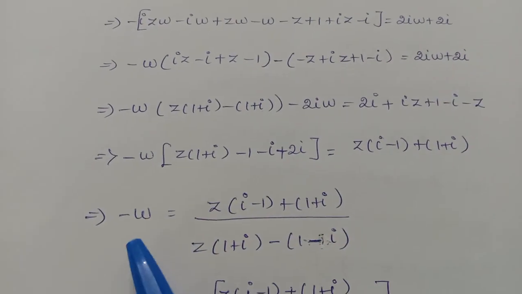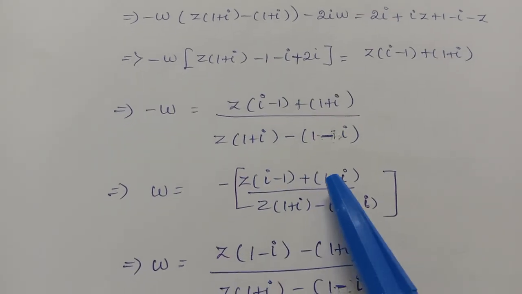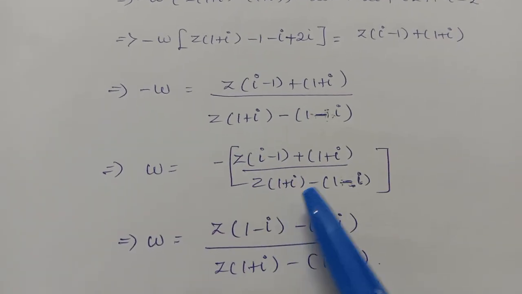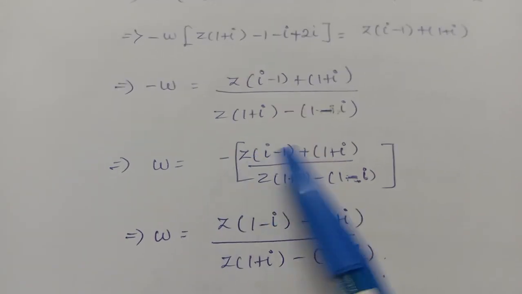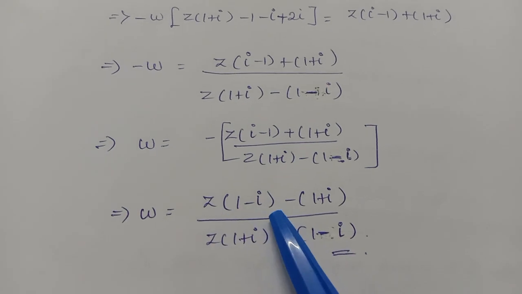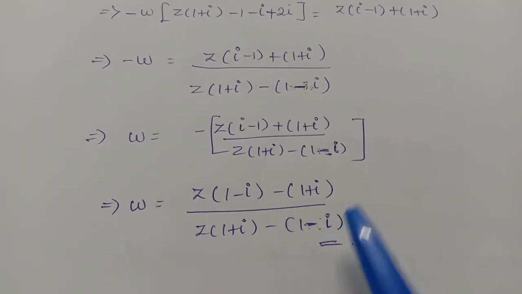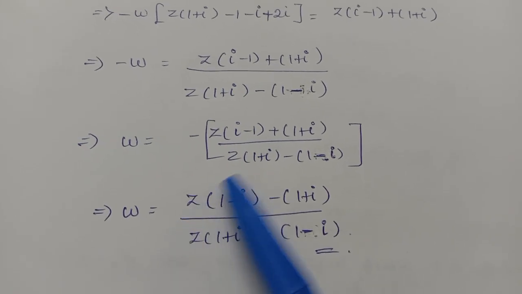So finally I am arriving at this result. w is equal to minus of (z into (i minus 1) plus 1 plus i) by (z into (1 plus i) minus 1 minus i). Bring this minus sign inside the numerator. So it will be w equals (z into (1 minus i) minus 1 plus i) by (z into (1 plus i) minus 1 minus i). Right, so we have arrived at the result.